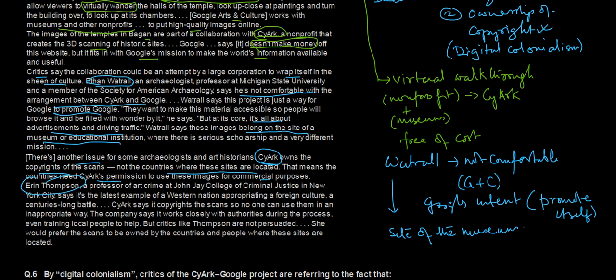Eric Thompson, a professor of art crime at John Jay College of Criminal Justice in New York City, says it's the latest example of a Western nation appropriating a foreign culture. So we noted this down as digital colonialism. So this is a Western nation appropriating or taking away a foreign culture. So this is what Eric Thompson is objecting to.